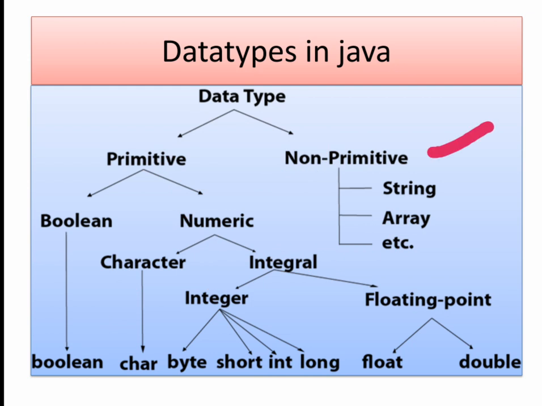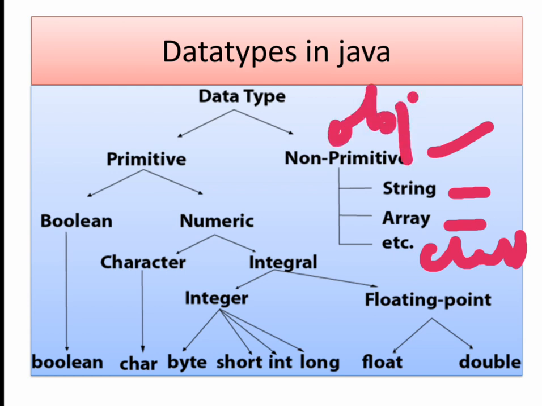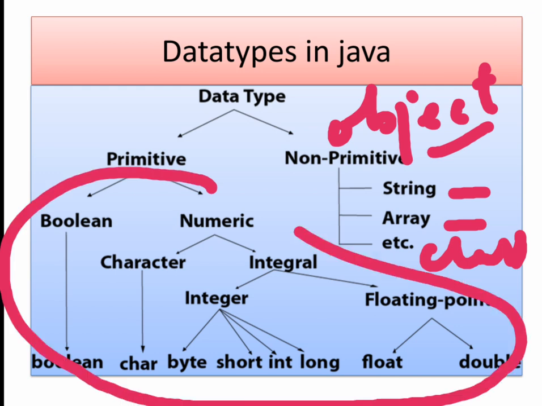Now the non-primitive is also there. Non-primitive means a collection of primitive data types. It is string, array, class, and object. So these are all formed by a collection of primitive data types. Class is a collection of objects. You already know the collection of data types. So that's why it comes under non-primitive data types. We have to focus on these primitive data types. These are very important. Okay, now let us move to the next part.